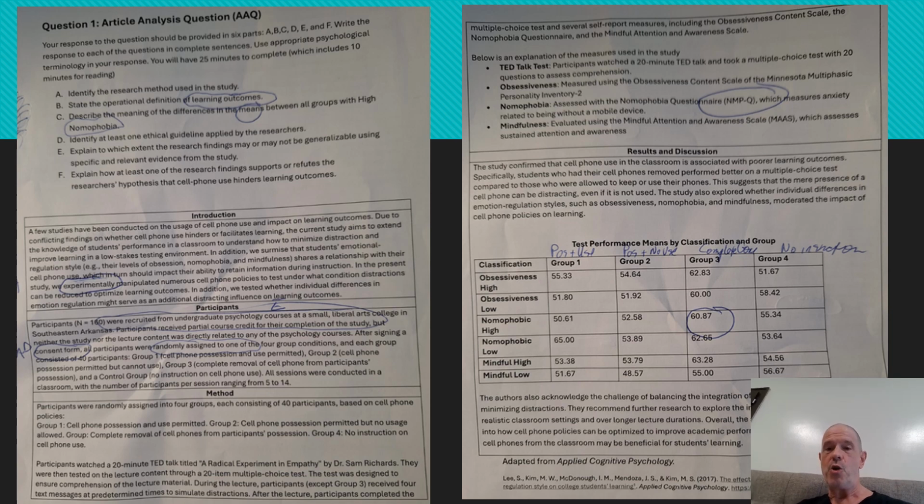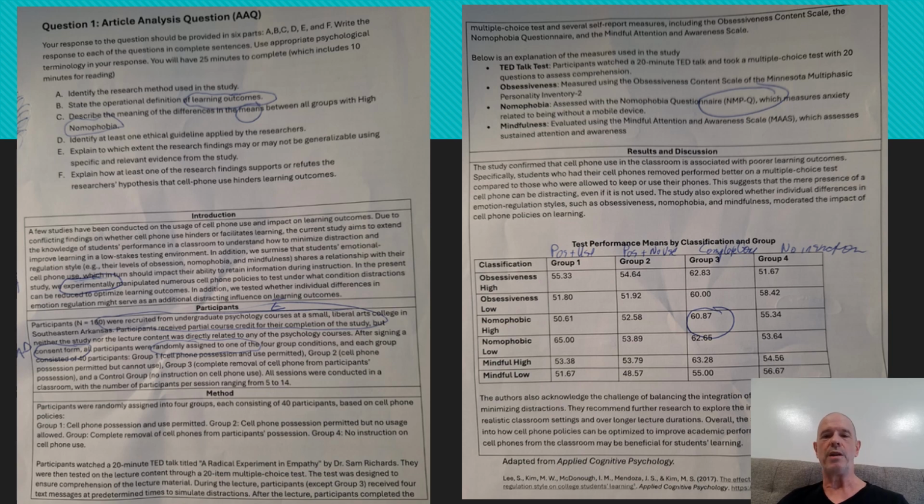You will see here that the study confirmed, I should have circled this as well under results and discussion, the study confirmed that cell phone use in the classroom is associated with poorer learning outcomes. If you simply read that sentence and said, yup, hypothesis supported, that's 1 out of 2 points. And then you would need to bring some specific data, some direct evidence from the study. You pull that out, and there's that second point.